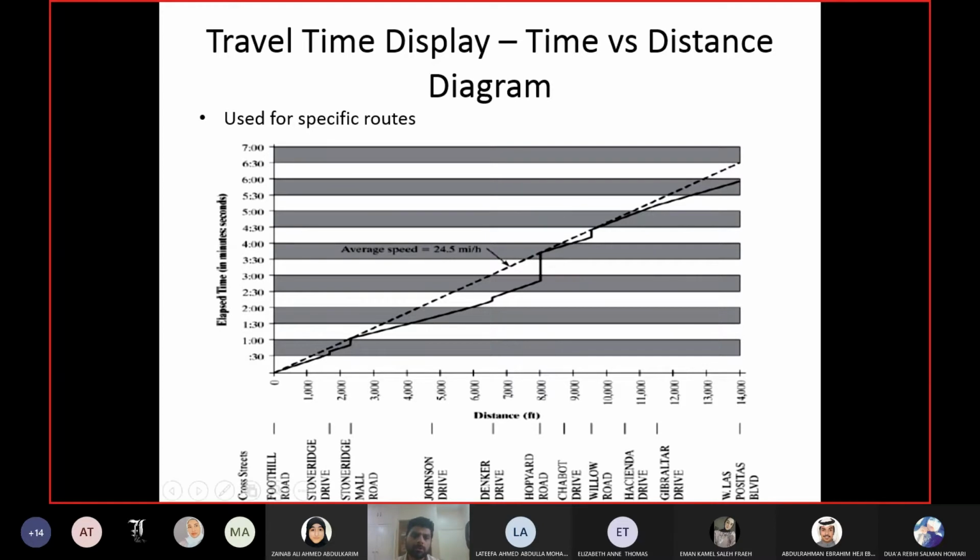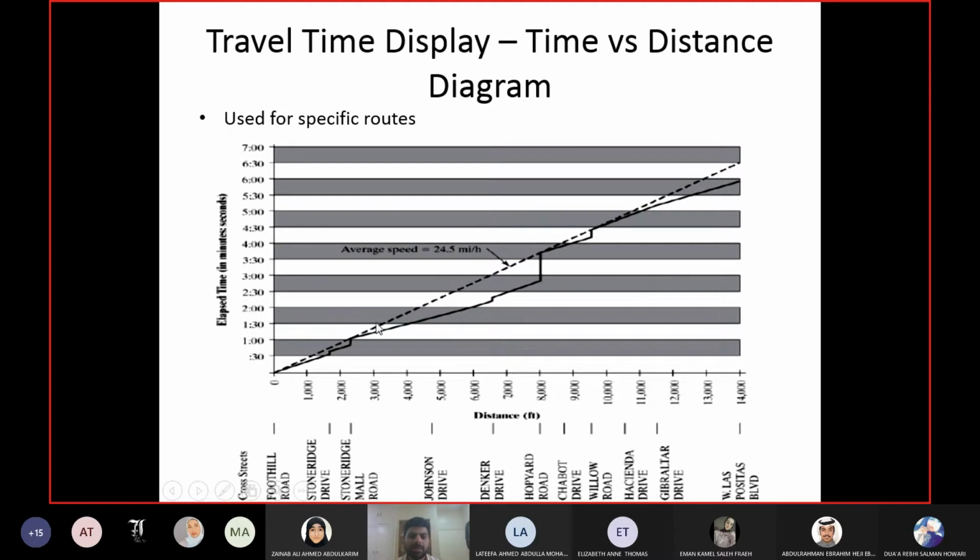Now you can see a bold line here. The bold line represents the movement of a vehicle. At 0 time the vehicle was here. At 30 seconds the vehicle is here. At 1 minute the vehicle is here, and so on. So you can see the time and the distance the vehicle covered in that time.